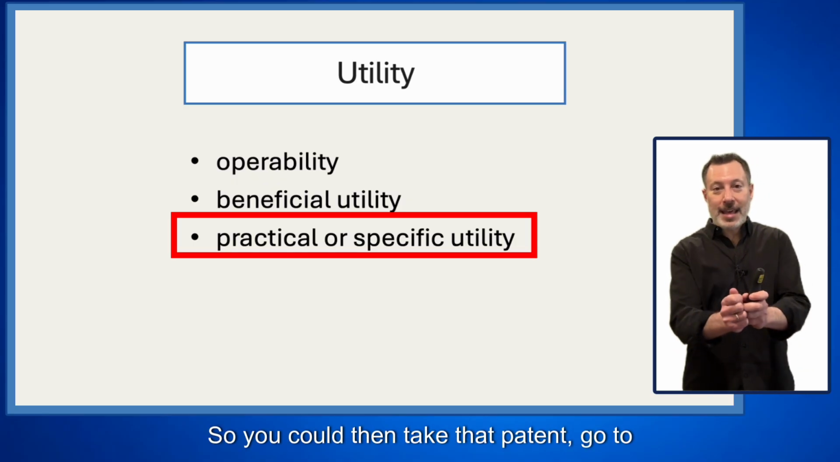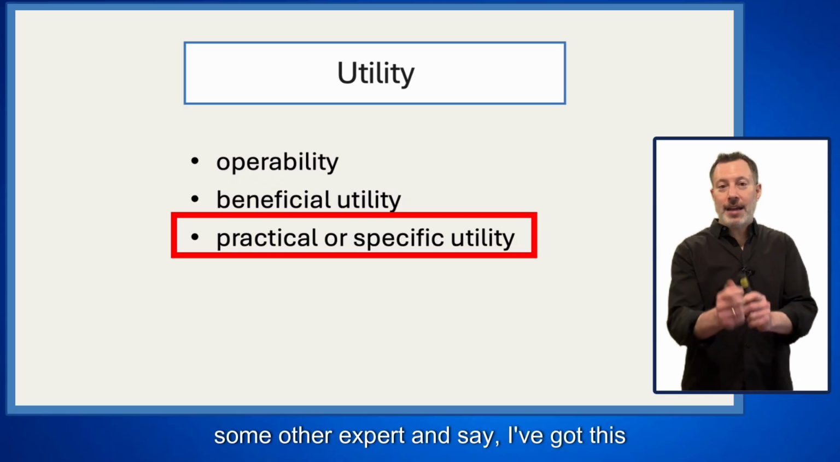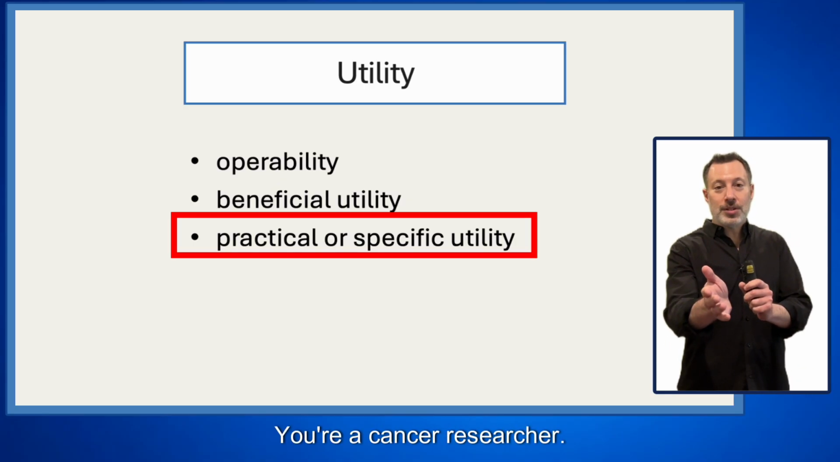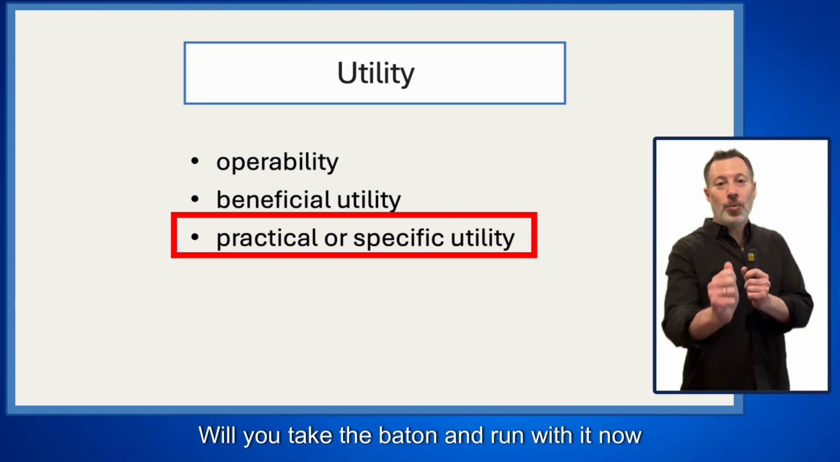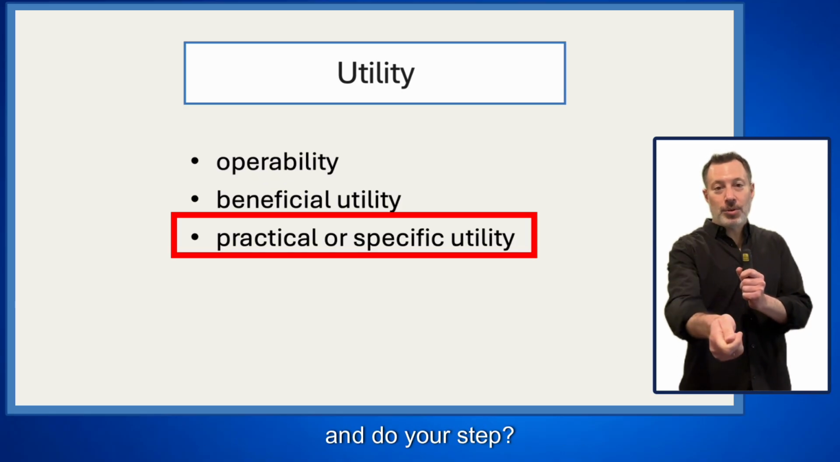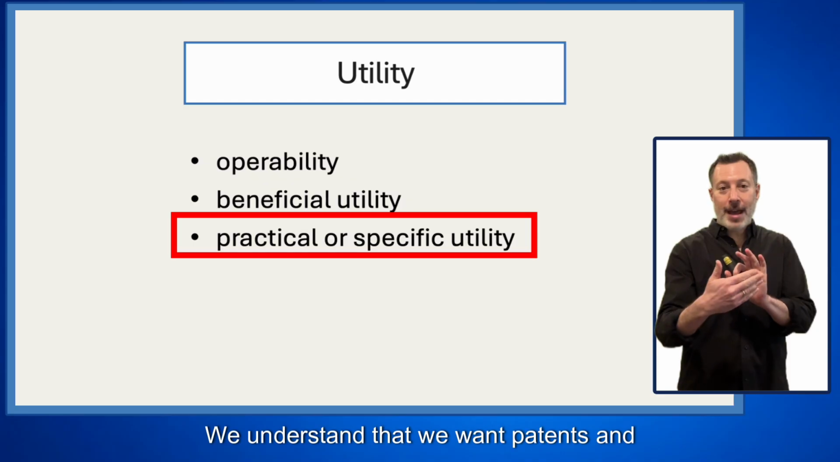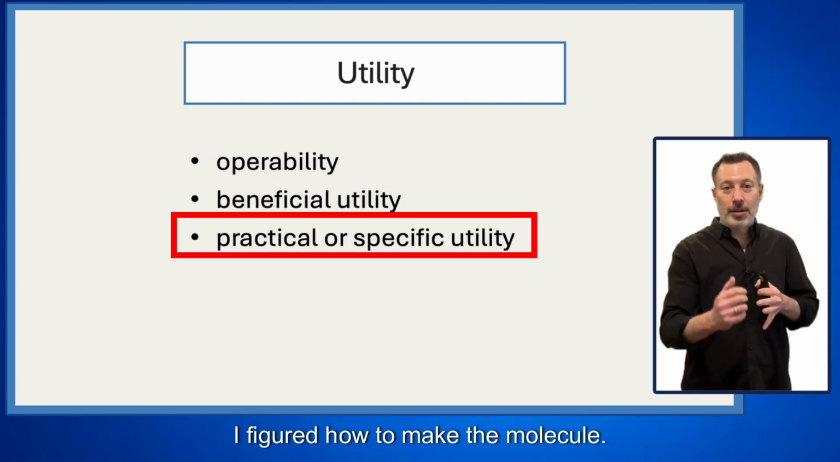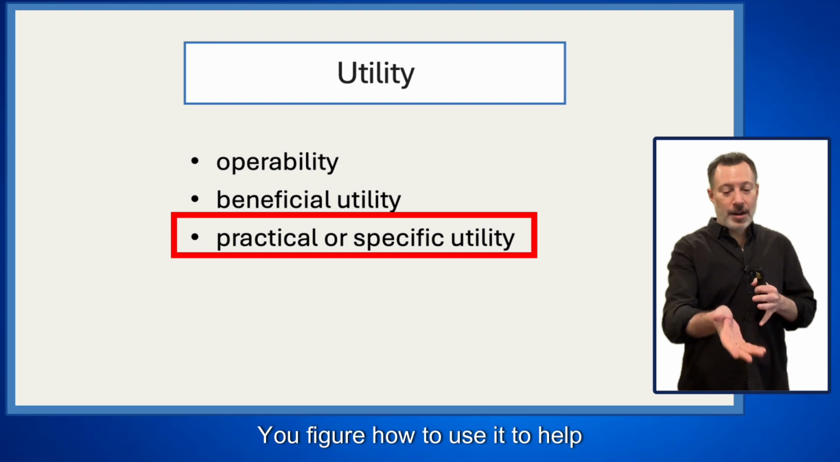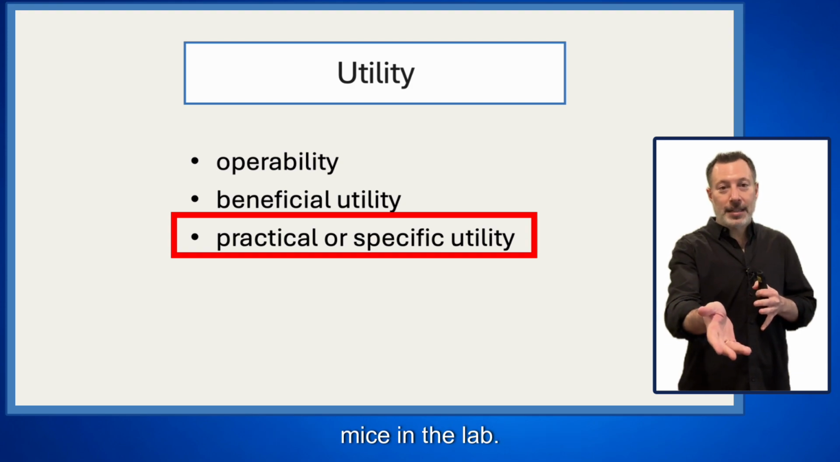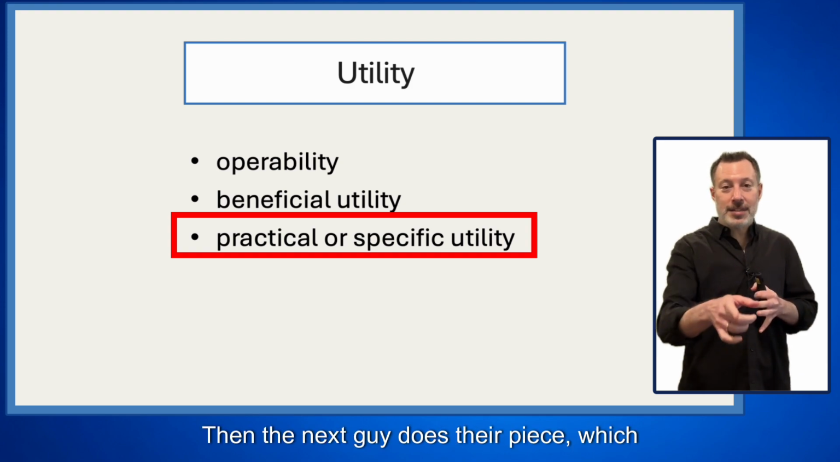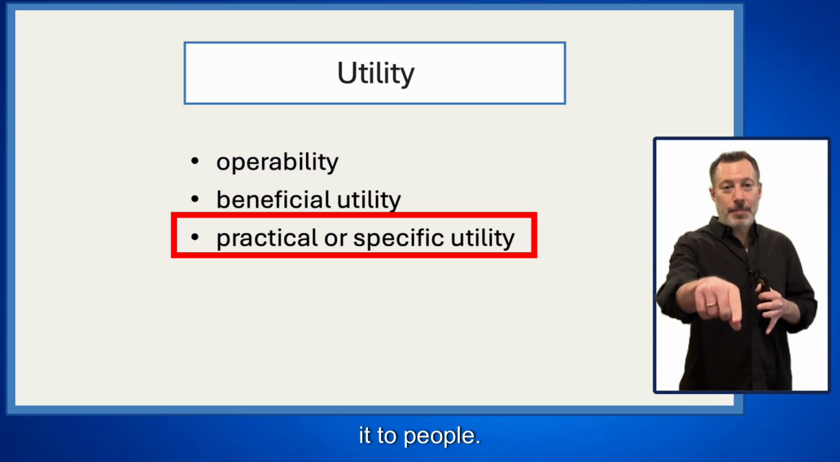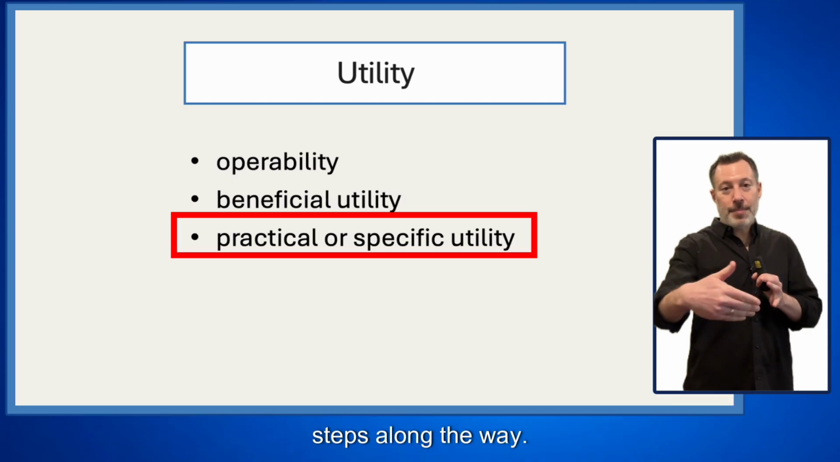So you could then take that patent, go to some other expert and say, I've got this molecule. You're a cancer researcher. I think this might help you. Will you take the baton and run with it now and do your step? We understand that we want patents on pieces, parts. I do my piece. I figured out how to make the molecule. You do your piece. You figure out how to use it to help mice in the lab. Then the next guy does their piece, which they take your mice understanding and apply it to people. We understand that there are going to be steps along the way.